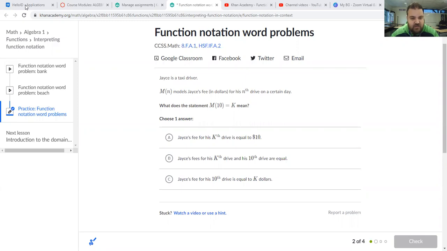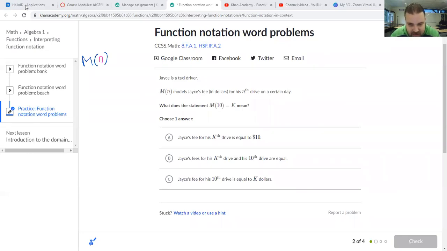Jace is a taxi driver. M of N models Jace's fee in dollars for his nth drive on a certain day. So what I'm going to do is go blue. I'll do M of, and then I'm going to go pink for my input, N. That may help with some of this if I just color coordinate a little better. M of N. N is the input, right? N is the input. And what is N in this case?